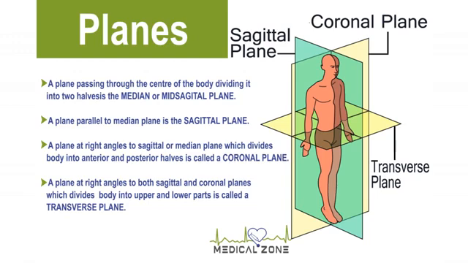Next and last plane is transverse plane. A plane at right angles to both sagittal as well as coronal plane which divides the body into upper and lower parts. It is called as transverse plane. In image we can clearly see sagittal plane, coronal plane and transverse plane.